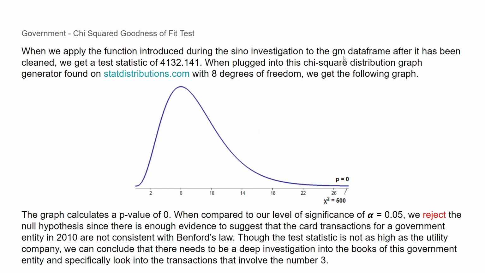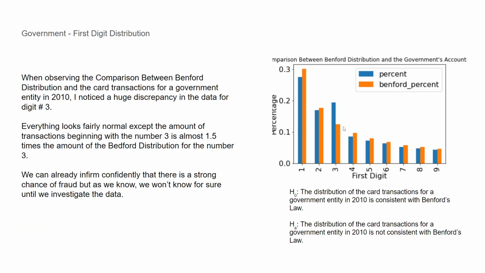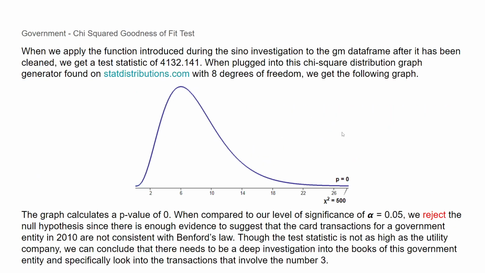Like I said, typo right here, this should be government data. But when we apply the function introduced during the Sino investigation to the government data frame after it's been cleaned, we get a test statistic of, hold your horses, buckle your seatbelts, 4,132.141. Not as bad as the utility, but pretty bad considering that there is this gap in data, which is almost blatantly fraud, but we get to look at it a little bit.